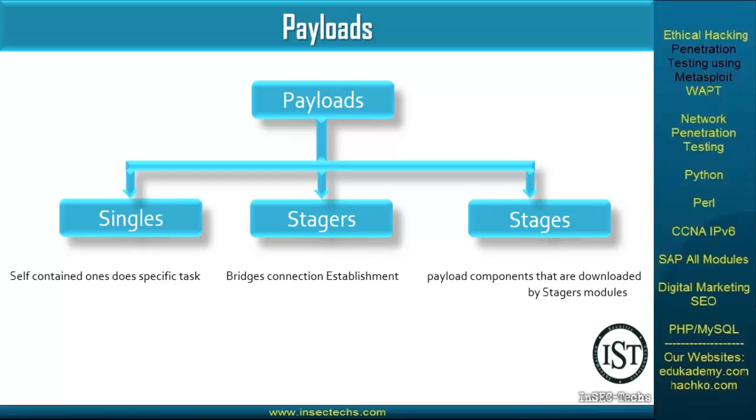Coming to the second one, the stager. A stager payload establishes a network connection between the attacker and the victim machine. And coming to the last one, stage. Payload components that are downloaded by the stager modules are called stages.